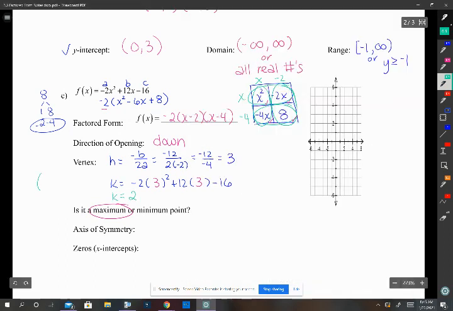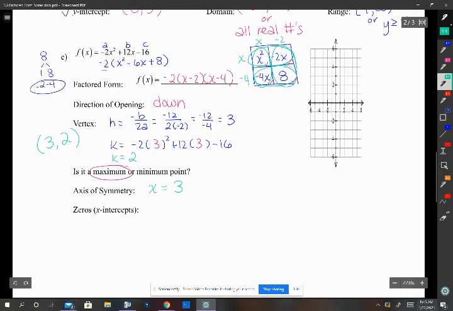And so that makes our vertex point be 3, 2. And then our axis of symmetry would be x equals 3. We already have our zeros. Actually, we don't have our zeros. We're going to take our factors, which are x minus 2 equals 0 and x minus 4 equals 0, and we'll solve. I forgot we didn't do that up top.